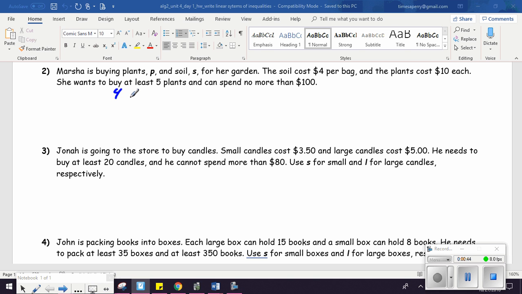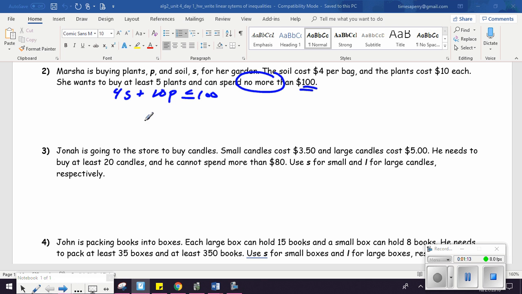So 4S plus $10 times a plant has to be less than or equal to 100 because she wants to spend no more. No more means 100 is the absolute maximum. So she can spend less than 100, but she doesn't want to go over 100.